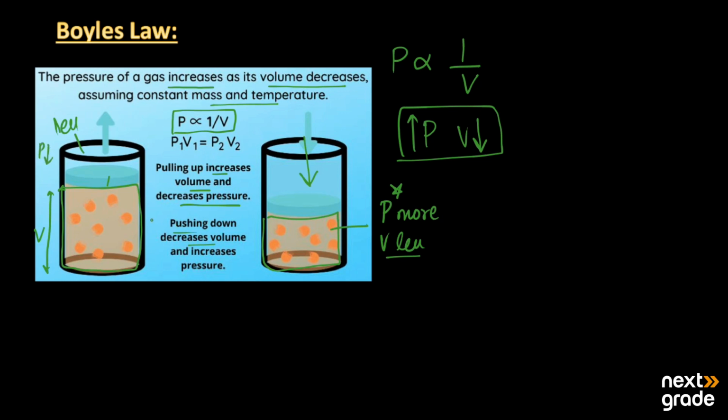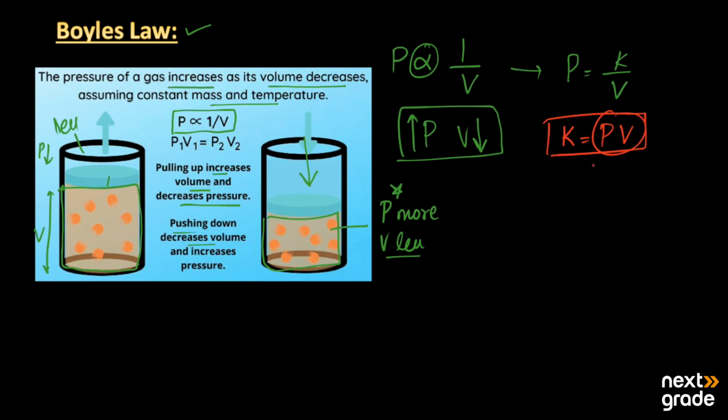This is the effect of pressure on the volume of the gas that has been explained by Boyle's law. The equation we gain by removing the proportionality constant can be written as P is equal to K over V. The value of the proportionality constant is K equal to P into V. It is the product of pressure and volume, which is equal to a constant value. This is the simple Boyle's law that explains the relationship between pressure and volume.